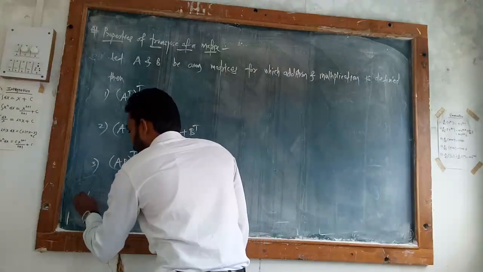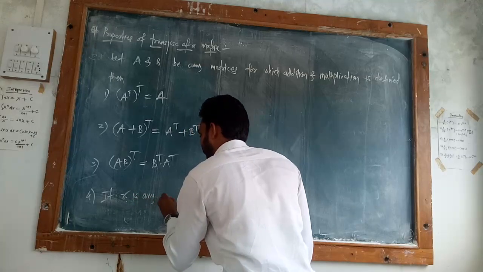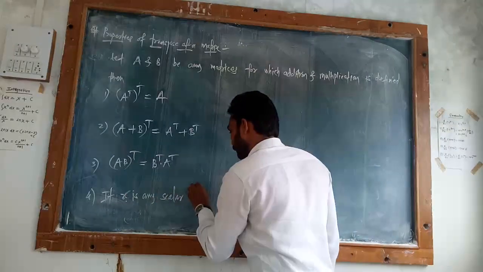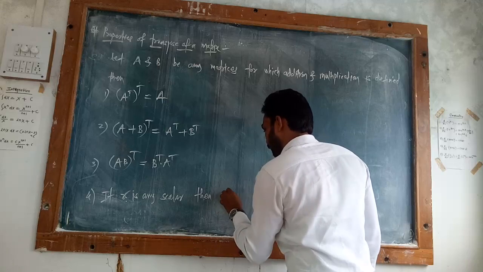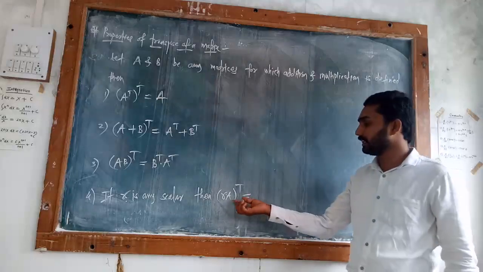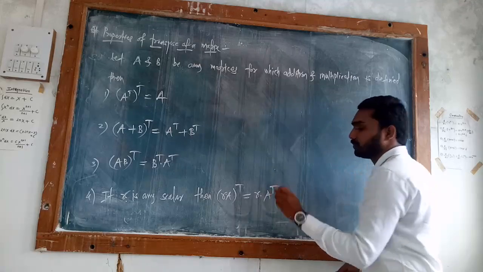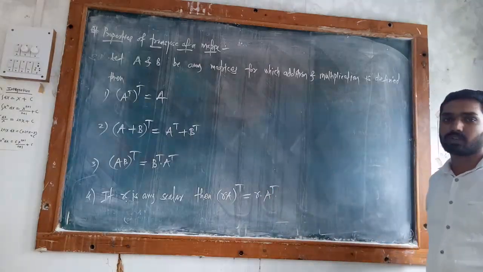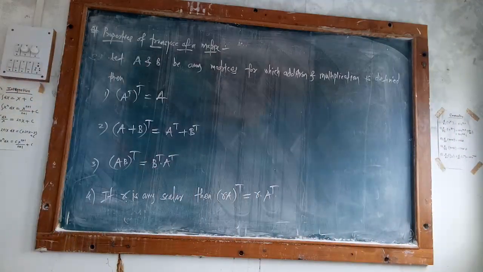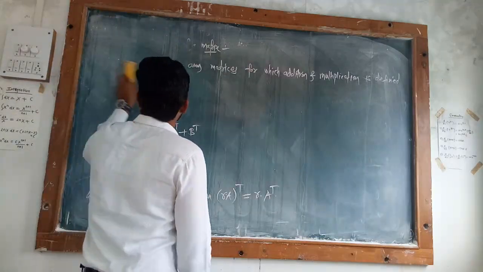And the last, fourth property: if small r is any scalar, then the transpose of r into the matrix A becomes r into A transpose, the scalar r as it is into A transpose. All these four are properties of the transpose of a matrix. Now let us do one more example on the transpose of a matrix using these properties. So let us observe an example.